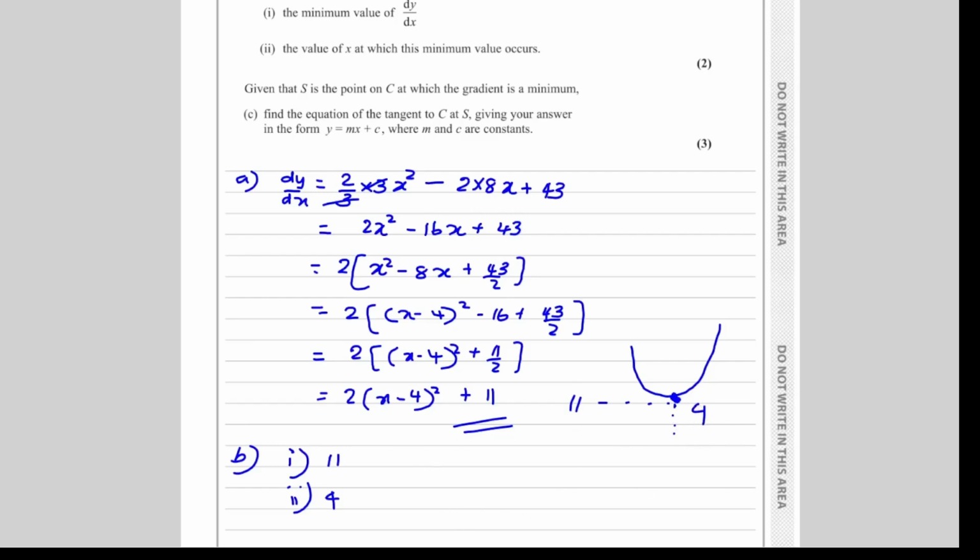Part C, given that S is the point on C. So there is a curve C, there is a point S. S is the point on C at which the gradient is minimum. Then this point is the minimum point. We know that gradient at this point m equals 11. Find the equation of the tangent to C. So there is a tangent. We need to get the equation of the tangent.